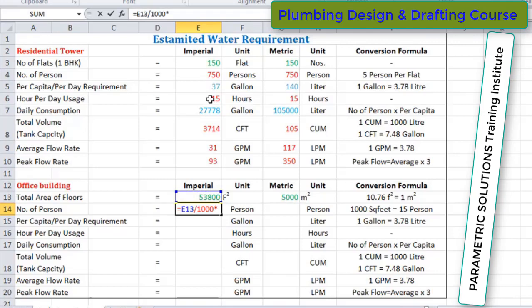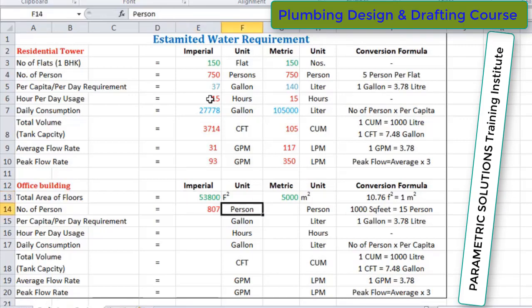multiplied by 15%. So 807 persons in the total area of the floor. It means if the area of the floor is 53,800, the entire office area is 53,800. So the number of persons will be 807.